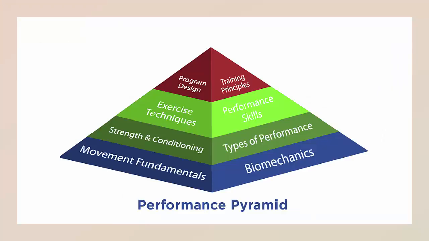This is the performance pyramid. Many of our aspects of kinesiology are included in here. Kinesiology is a broad term for just movement. Biomechanics includes movement fundamentals and the analysis of those movements. Strength and conditioning includes different types of performance and figuring out how to make people stronger, faster, and better. Exercise technique and skill performances can be housed above that, and then program design and training principles are included in that. All of these different aspects work together.